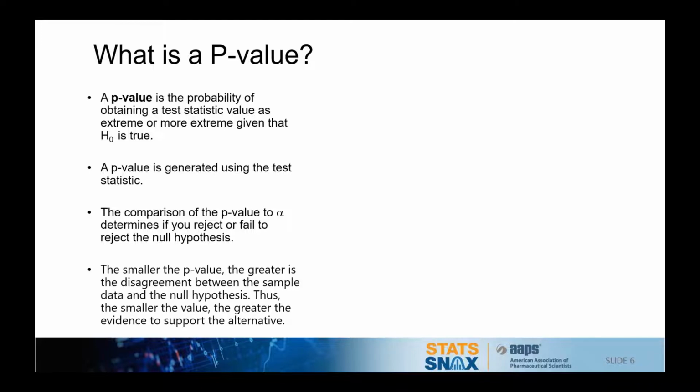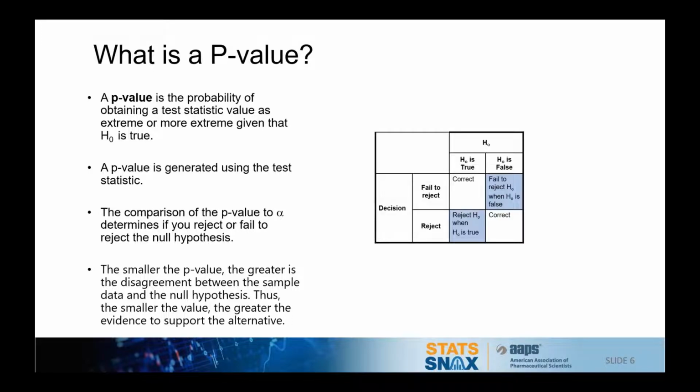The smaller the p-value, the greater is the disagreement between the sample data and the null hypothesis. Thus, the smaller the p-value, the greater the evidence to support the alternative hypothesis. The table on the right provides 4 possible decisions that can be made.